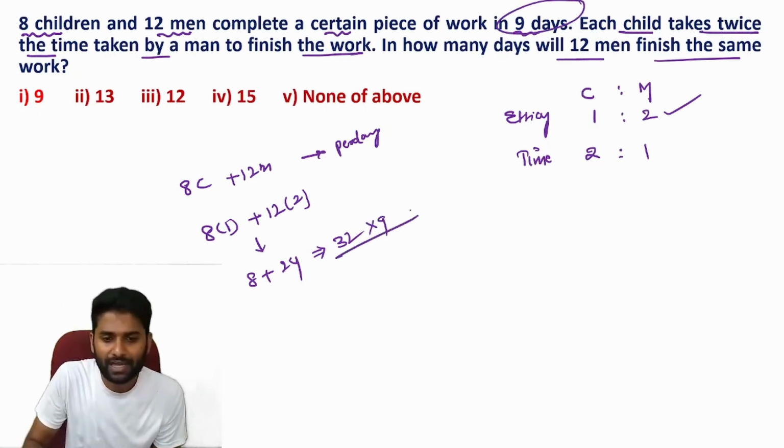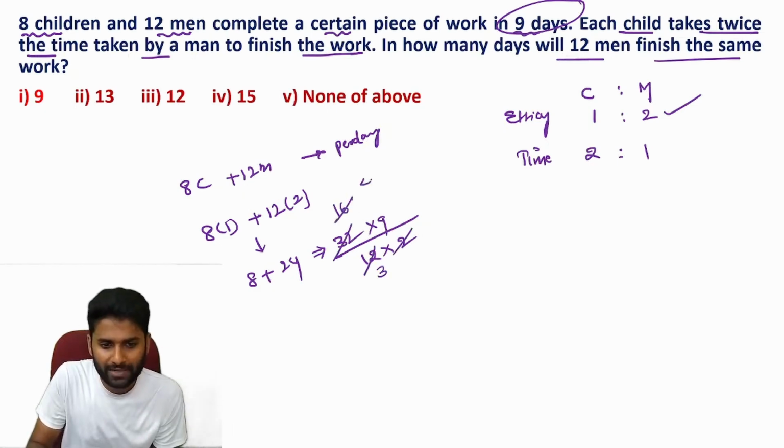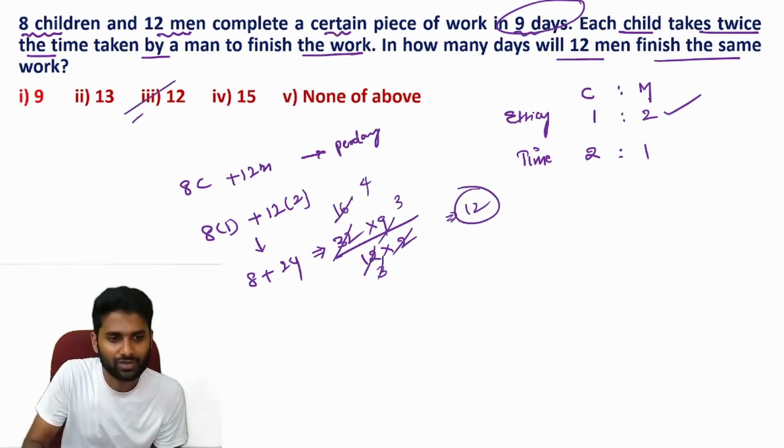Now, this work we are assigning to 12 men. So, 12 men, and the efficiency of a man is 2 units. Go through the further calculation. 2 exactly 16 times, 3 4 times 3, 4 4 times, 3 exactly 3 times. So, it takes exactly 12 days.